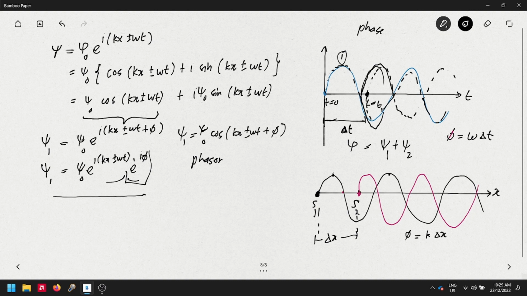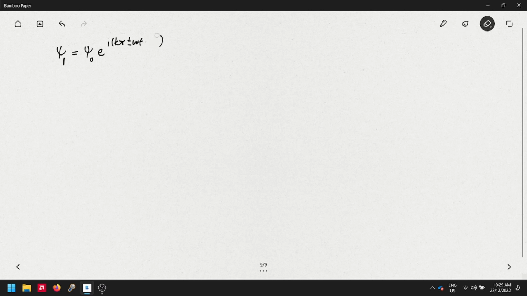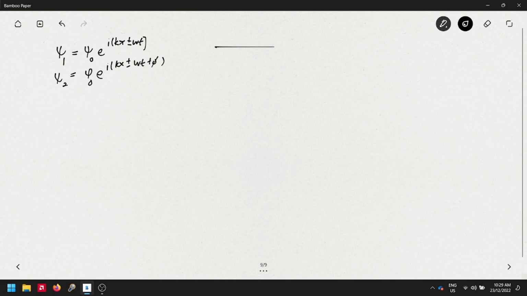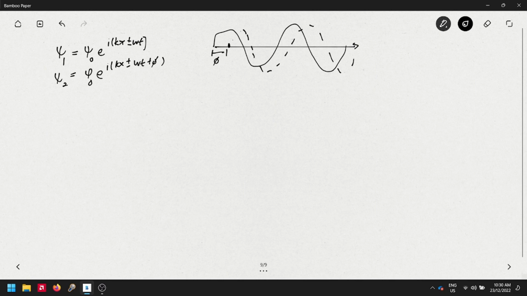Phasor, P-H-A-S-O-R. So let's say if I want to draw a phasor diagram, I have my original function, which is e^(i(kx ± omega t)). Oh, sorry, the original one should be without the phase difference. And then I have another one over here, which is my delayed function, e^(i(kx ± omega t + phi)). So if I were to draw this again, it basically looks like this. And then I have another one over here, so there is phi over here. This could be either x or t, depending on your problem.